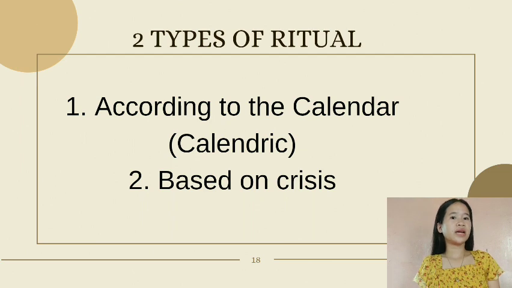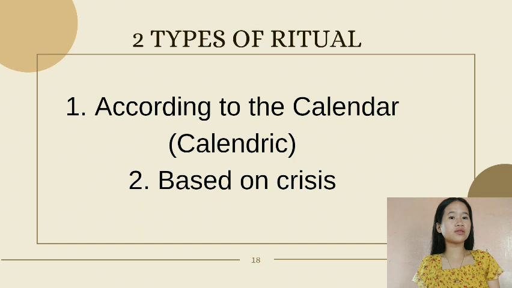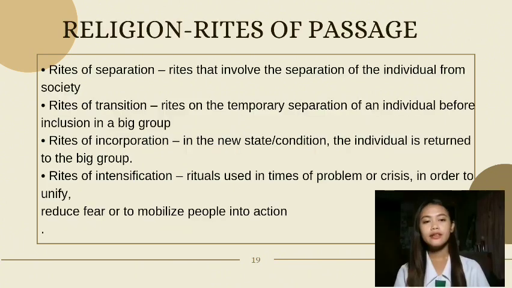For example, funeral rituals are a common example of crisis-based rituals when someone passes away. Families and communities come together to perform funeral rites. These rituals help the grieving process, provide a closure, and offer support to those affected by the loss. While they may not occur in a fixed calendar schedule, they are triggered by the crisis of a loved one.